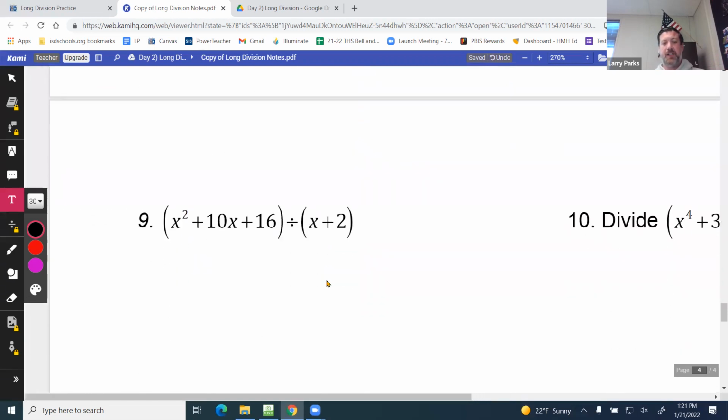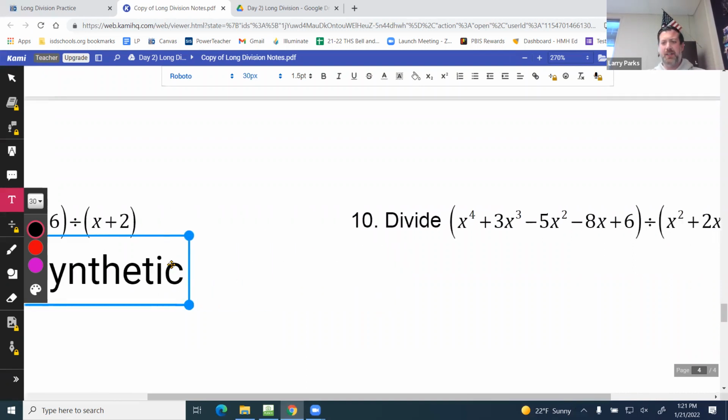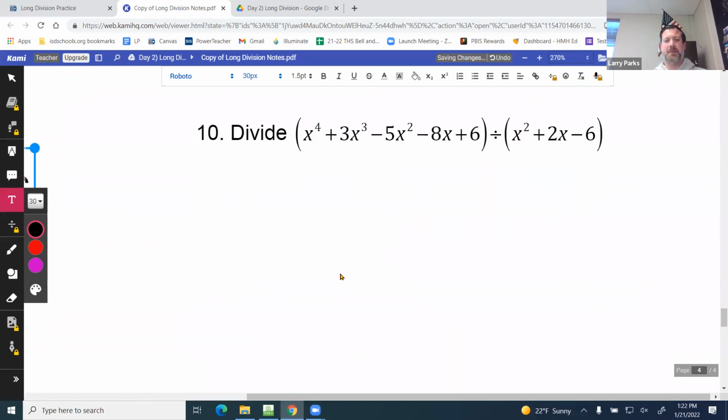Let's see. x plus 2 is simple, use synthetic. Easier, it's way easier. That one cannot use synthetic. So let's do another example of the box method. Oh boy, this looks like fun.